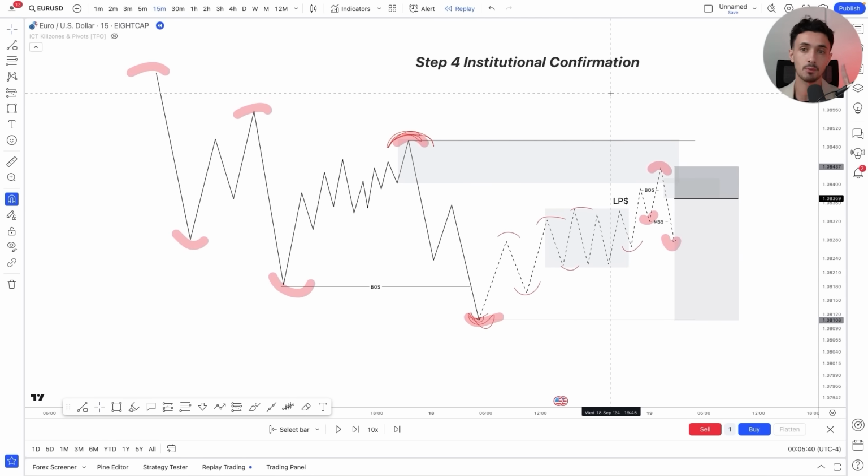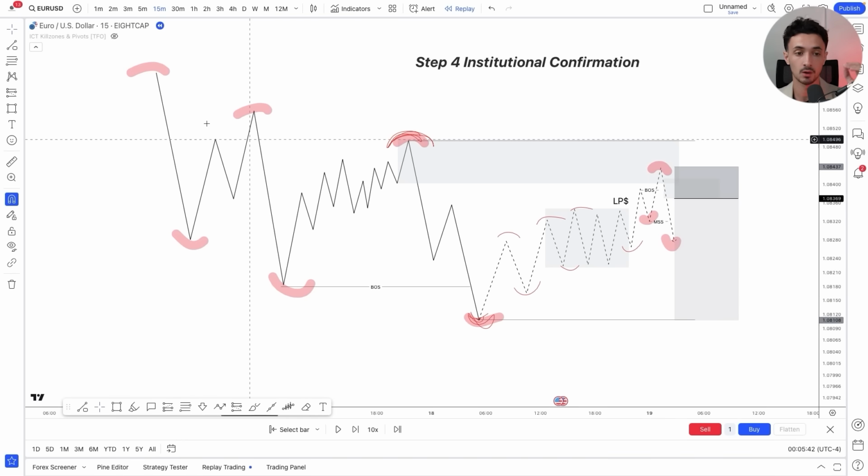So just to really quickly recap, and then I'll show you this in a live example. Step 1, we're always looking for trend in market. We identify the external swing points of structure, and if they're making lower lows, then it's bearish. If they make higher highs, then it's bullish. Very simple stuff.